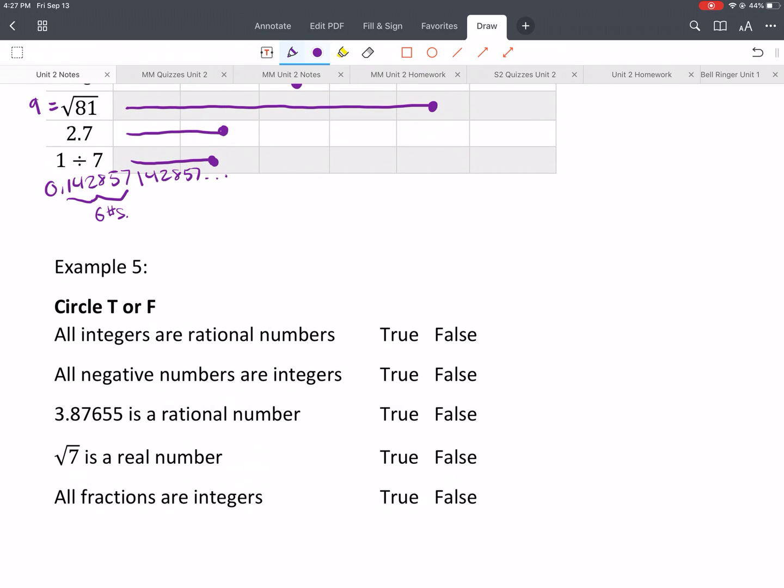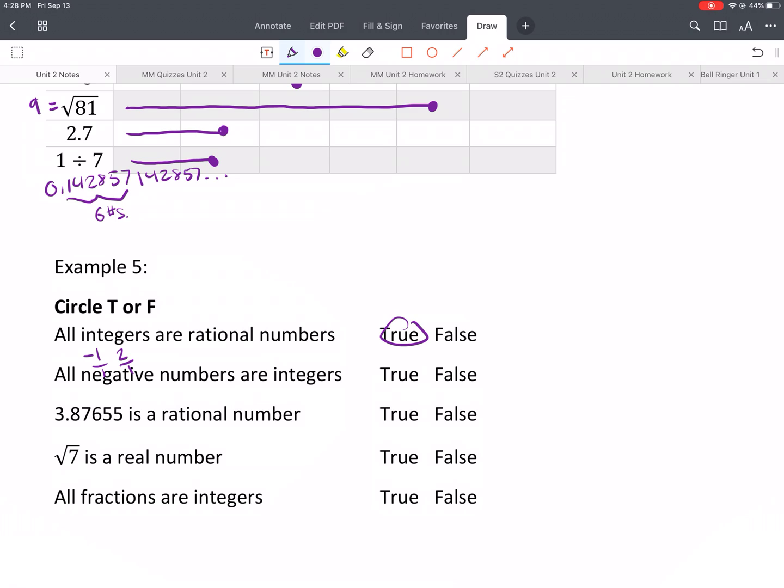Next we have circle true or false. All integers are rational numbers. Integers are like -1 or 2. All integers are rational numbers, so I would say true, because we could divide that by 1, and that would be rational. It would be a fraction.